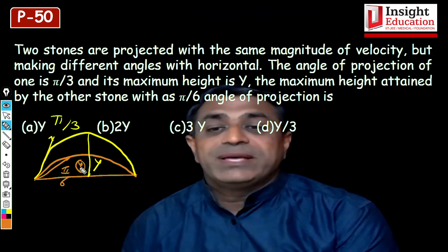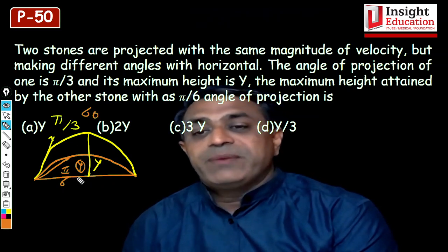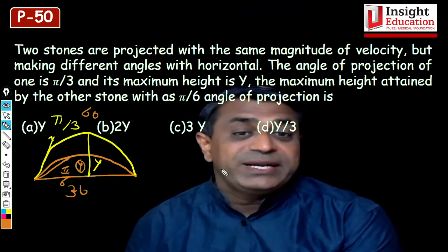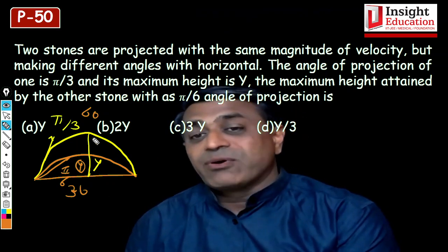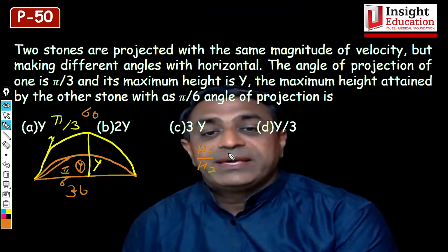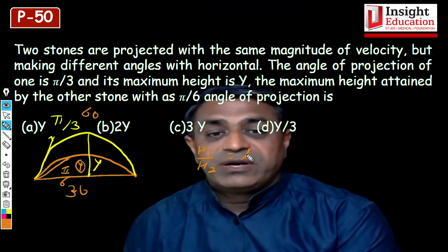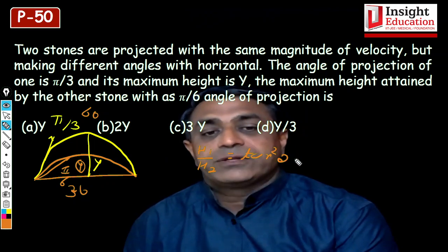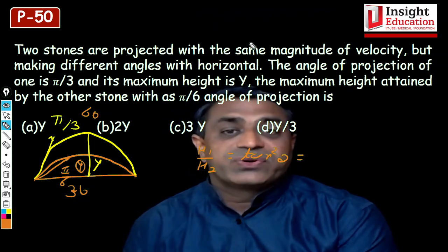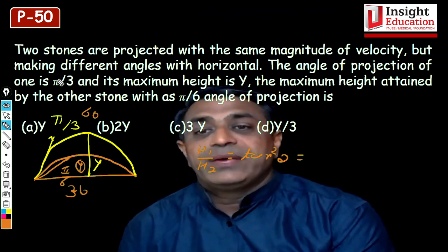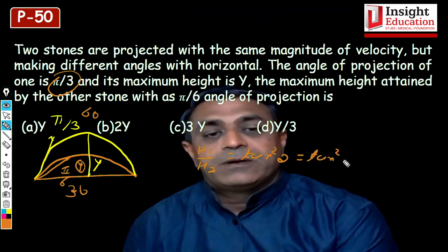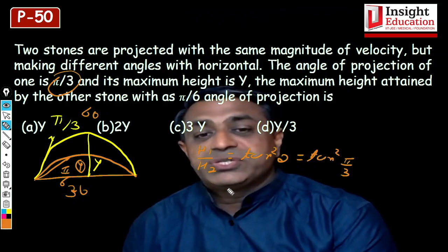So now you can see pi by 3 means 60. Pi by 6 means 30. So 30 plus 60 is 90. Now we can say it's a complementary angle. So for complementary angles, h1 by h2 is equal to tan square theta. So theta we have to consider for the first stone. So for the first stone, angle is pi by 3. So replace tan square pi by 3. Pi by 3 means 60.